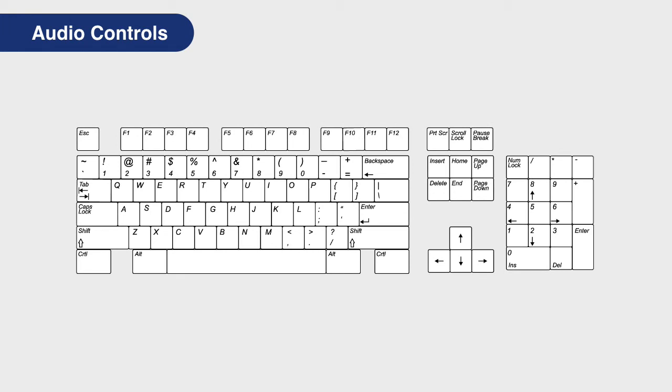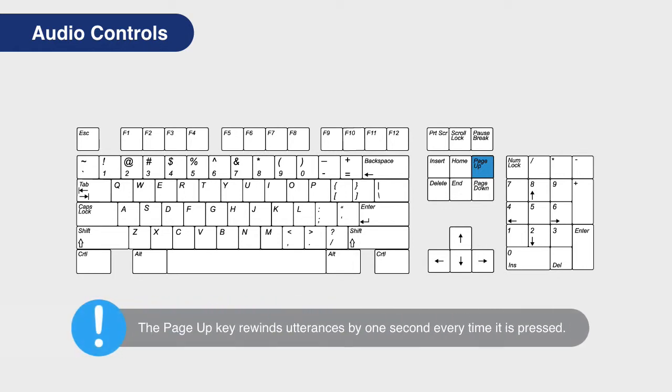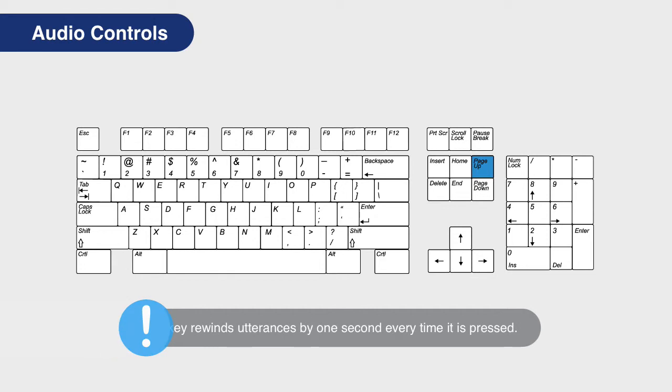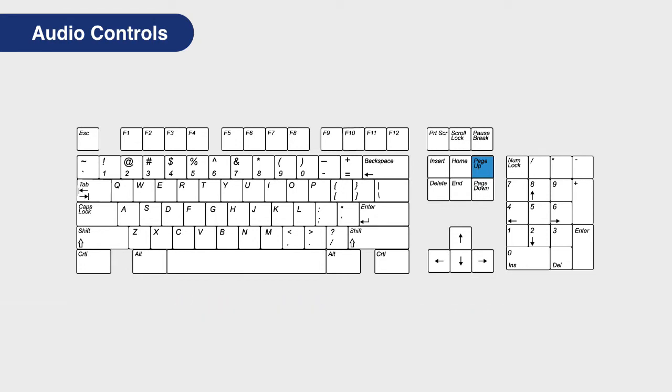Keep in mind that the audio controls can be used to modify the playback of an utterance. In particular, the page-up key found on your keyboard is exceptionally useful. This key can rewind an utterance by 1 second every time it is pressed. Use of the page-up key is often preferable to replaying an entire utterance, which can be done by pressing the home button. Successful utilization of the audio controls can aid in the capture of complex or harder-to-understand utterances.